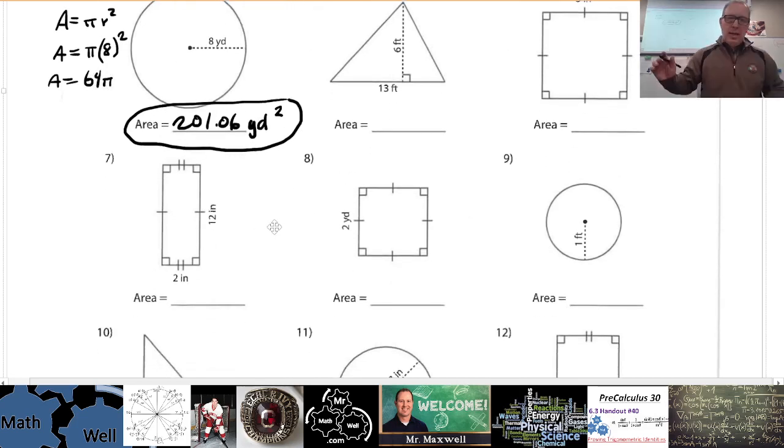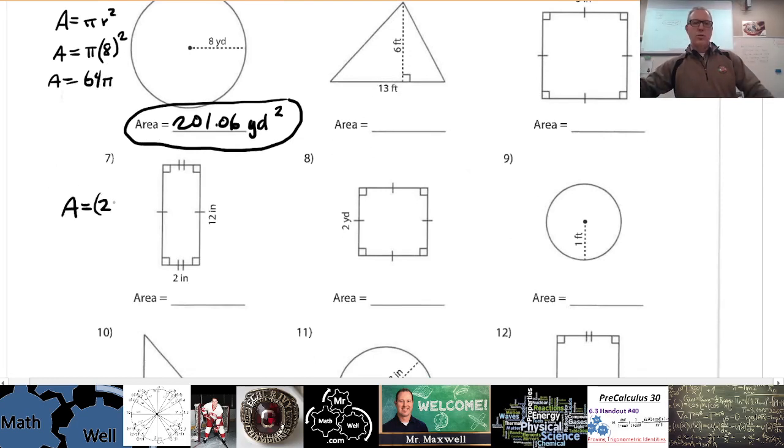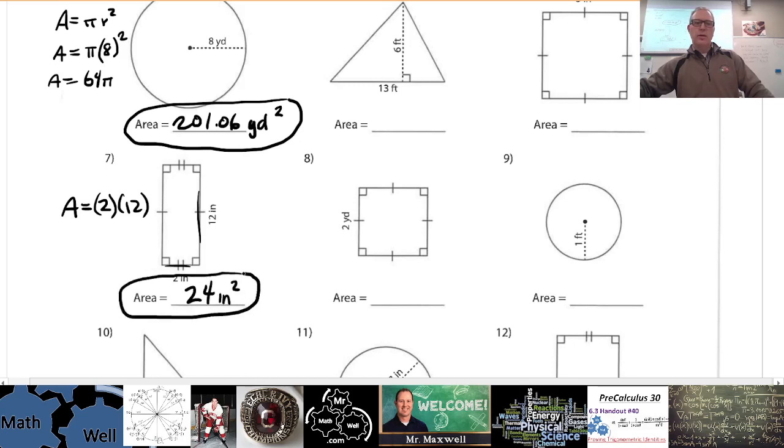Okay. Rectangle. So the area is going to be 2 times 12. This is super easy. It's almost too easy. Area is what? 24. And what's IN? What's that symbol for? Inches, yeah. So square inches, or inches squared.